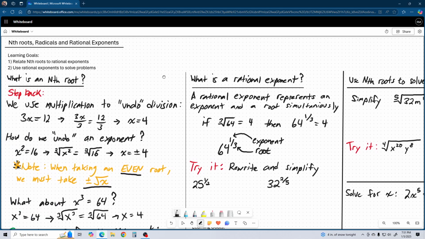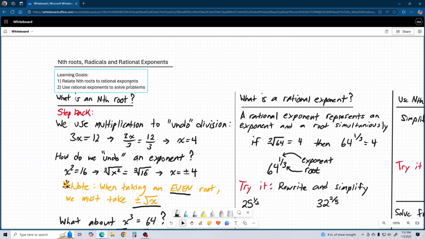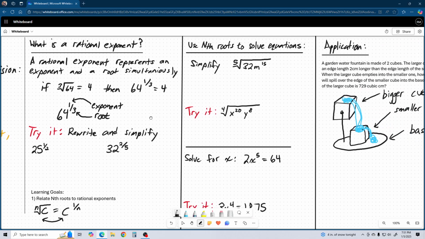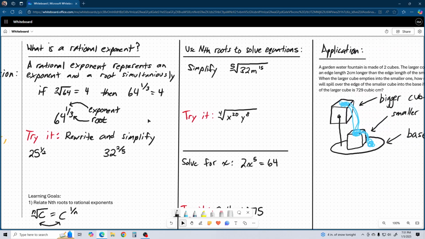So now in order to compare nth roots and rational exponents, well, we know what nth roots are now. So now we have to talk about rational exponents. So what is a rational exponent? A rational exponent represents an exponent and a root simultaneously. This is another way of rewriting the stuff we've been doing this whole time, right? So in other words, we just talked about how the cube root of 64 equals 4. So what we can do is rewrite the cube root of 64 equals 4 as 64 to the 1/3 power equals 4.